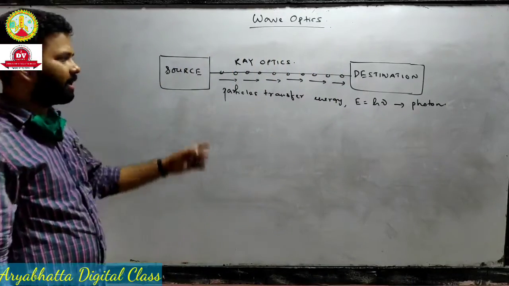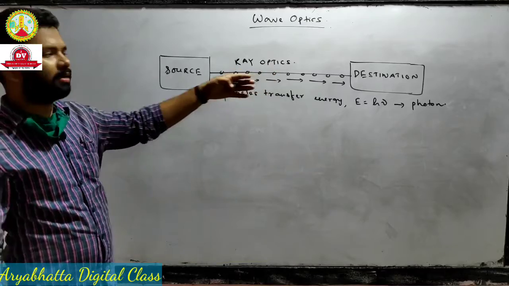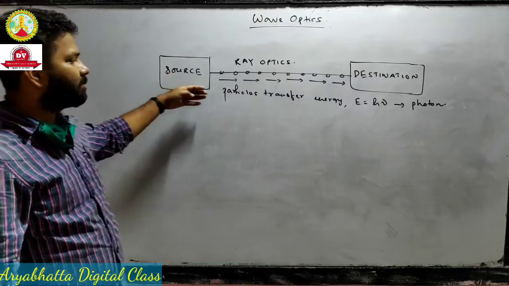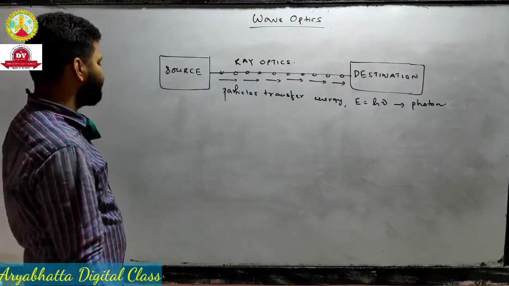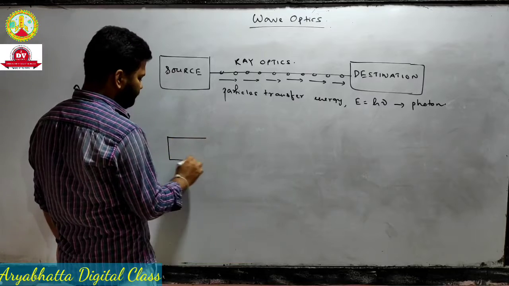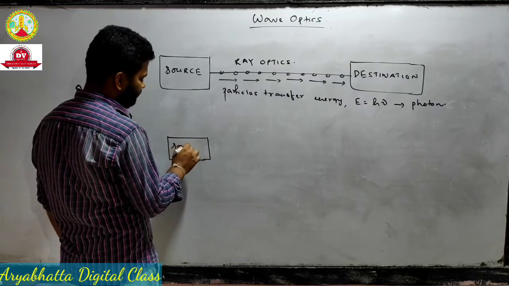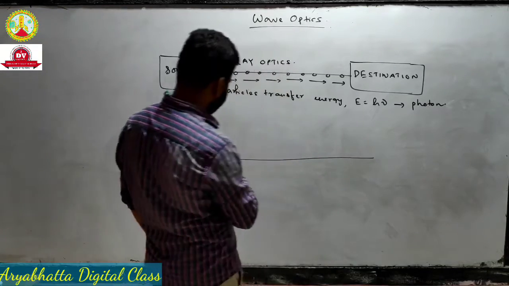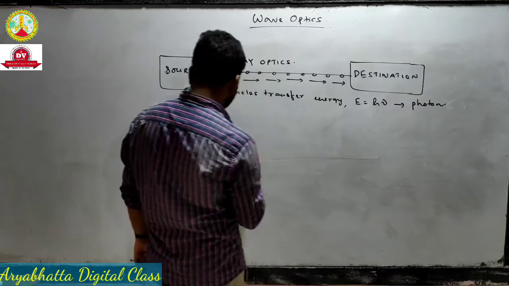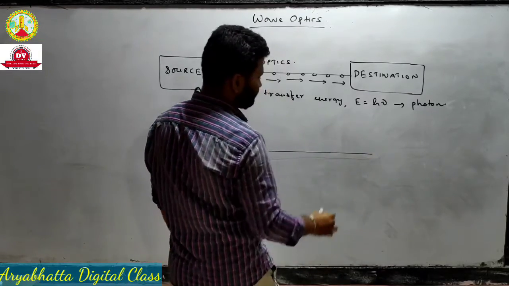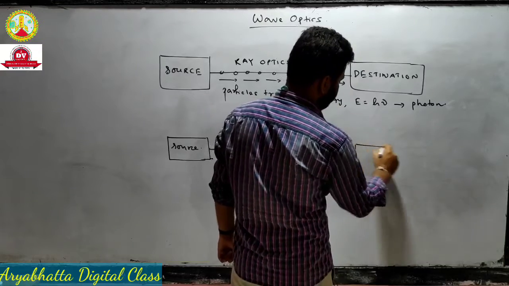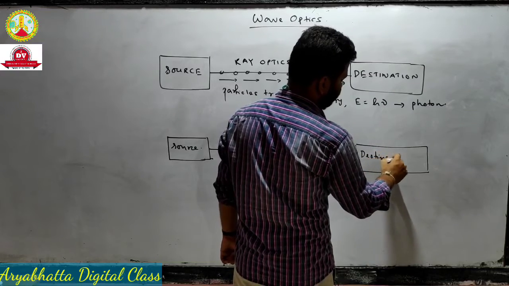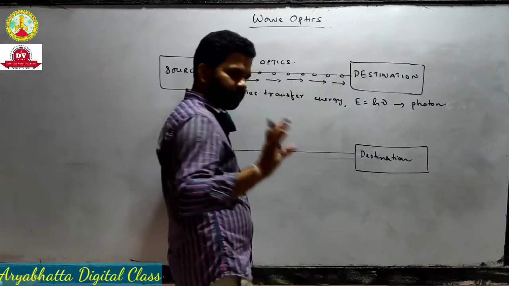We are transferring energy from the source to the destination, and as per ray optics, particles transfer energy from source to destination. Now suppose this one is the source, and this is the medium. Suppose the medium is water, we have taken it as water, and this one is the destination. Just for understanding purposes, we have assumed that the medium is water.